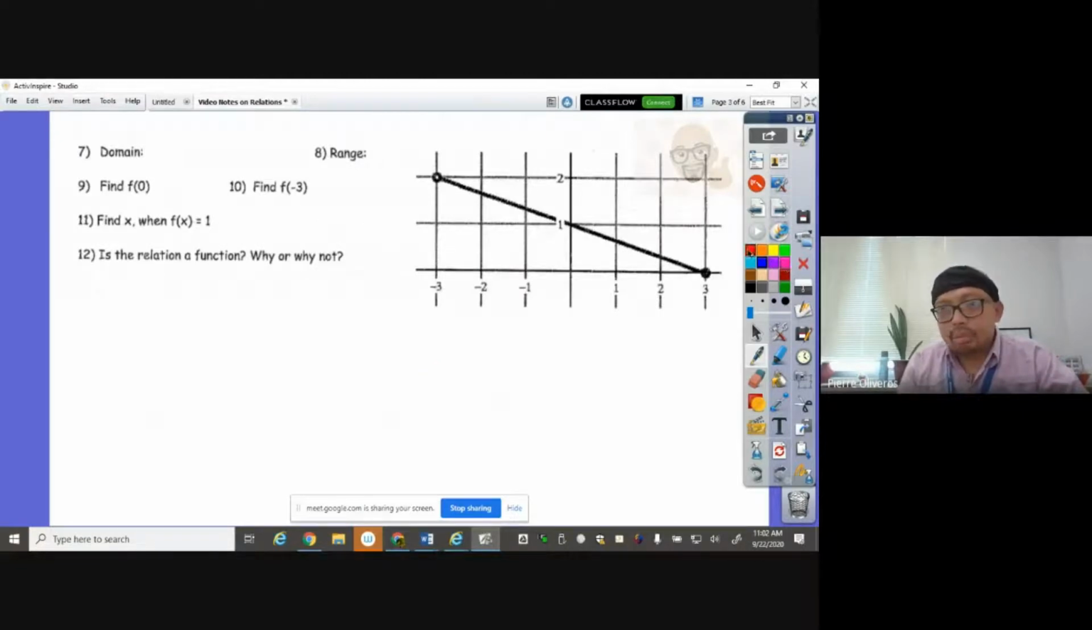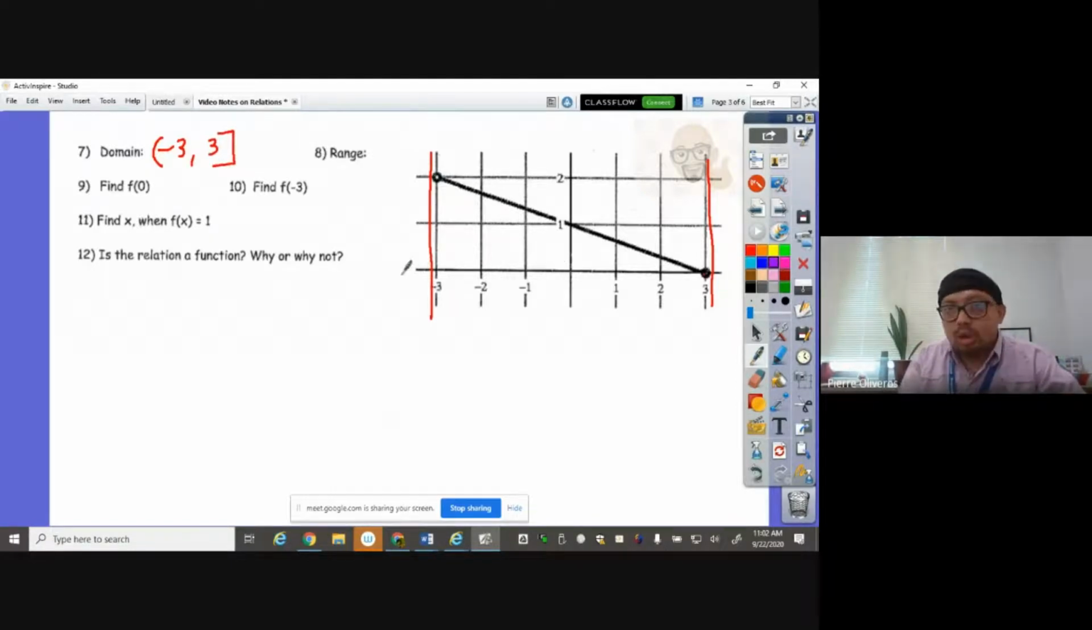Next, we're given a line segment, and for the domain, there are no arrowheads here, so that's a good hint that we're not going to use the infinity sign. This is open, this is closed, so the domain here is from negative 3 up to positive 3. This end is open, so I'm going to use parentheses. This end is closed, so I'm going to use a bracket.